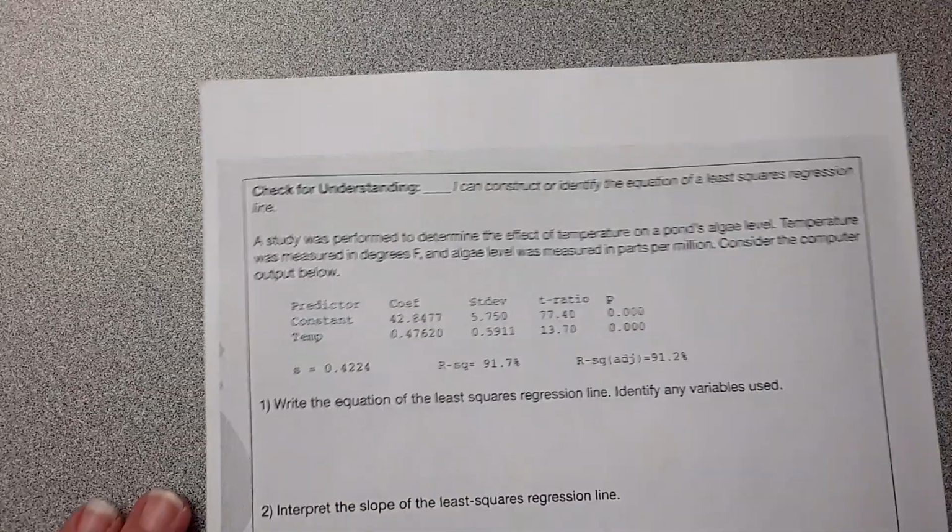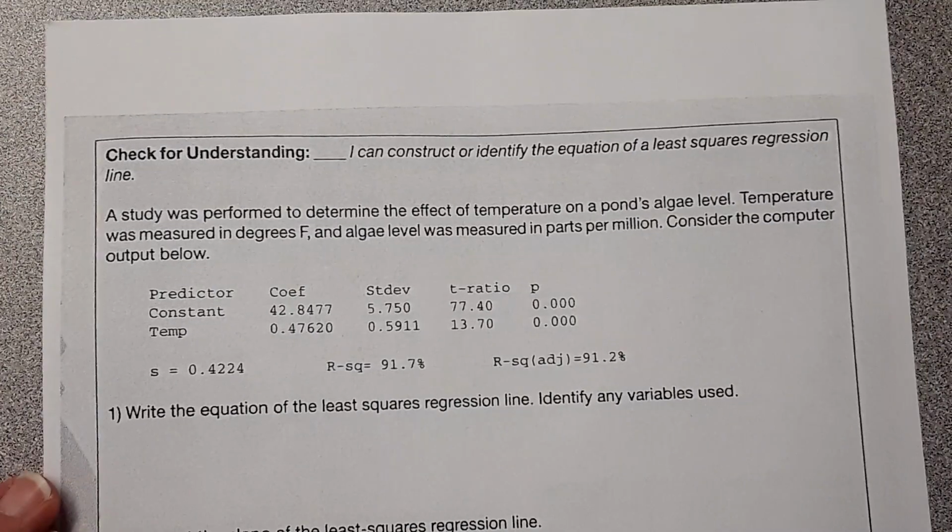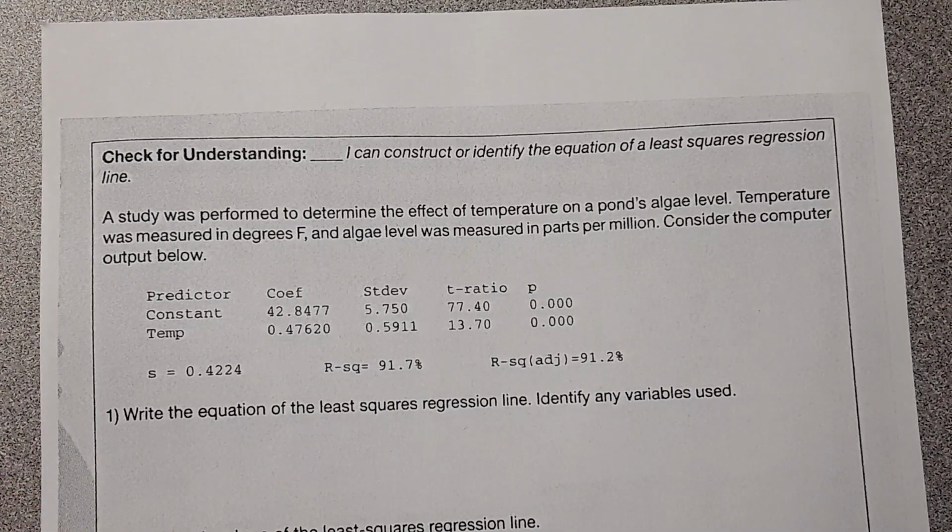What does it say? Construct and interpret. We're not going to do the back yet. We're going to do the back tomorrow because I don't want to do residual plots yet. So we're going to move to this algae problem. A study was performed to determine the effect of temperature on a pond's algae level. Temperature was measured in degrees Fahrenheit, and algae level was measured in parts per million. Consider the computer output below.